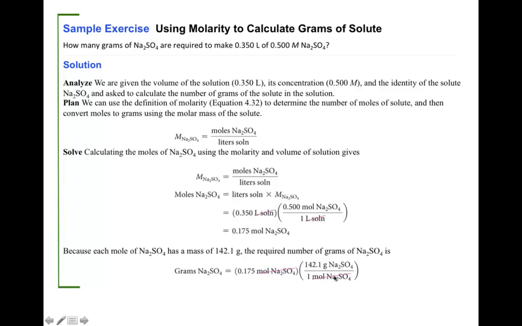We cancel moles and moles, and we'll have the grams of sodium sulfate, 24.9 grams, that we need to add to 350 milliliters of water to create this solution of 0.500 molarity of sodium sulfate.